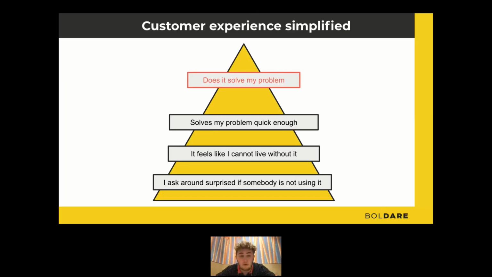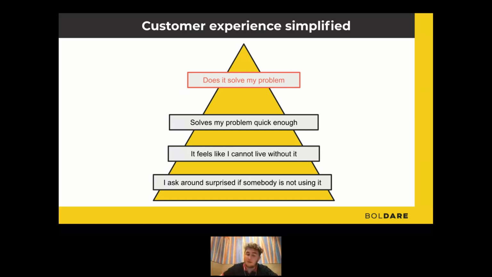But customer experience and this obsession, as I mentioned, can be quite simplified, to remind you why we talk about it. So this is how I view it. It's not taken from somewhere, it's my perception. So first of all, the customer will ask, does it solve my problem? Then maybe it solves the problem and it's quick enough. So that's a really good sign. The customer will love the product because it's basically working and providing value.